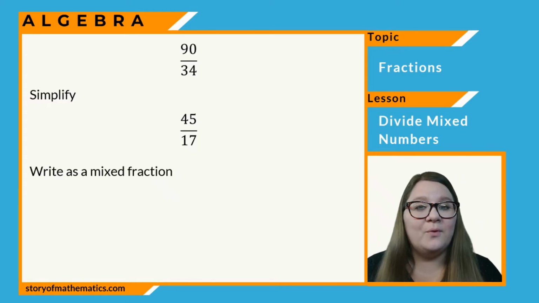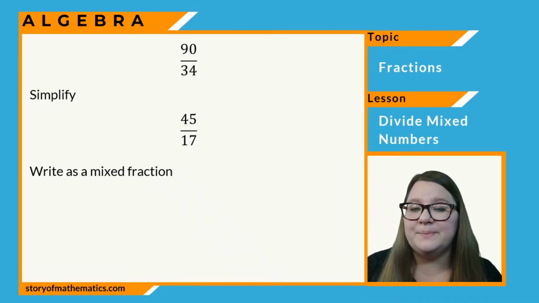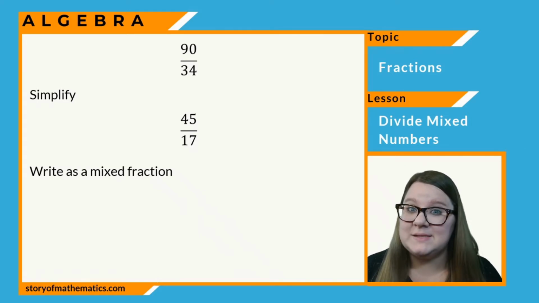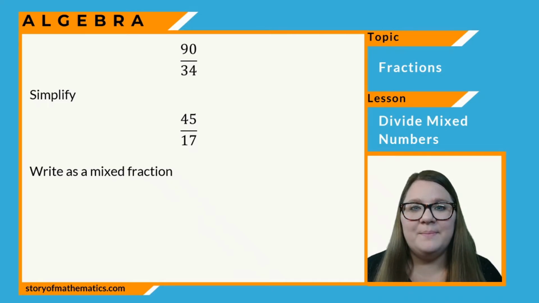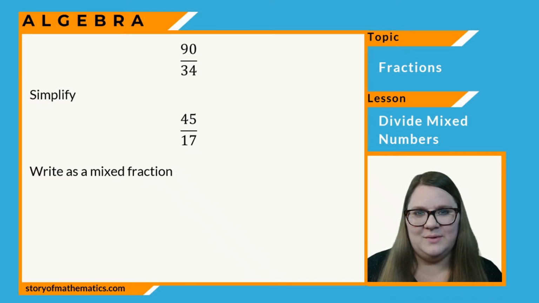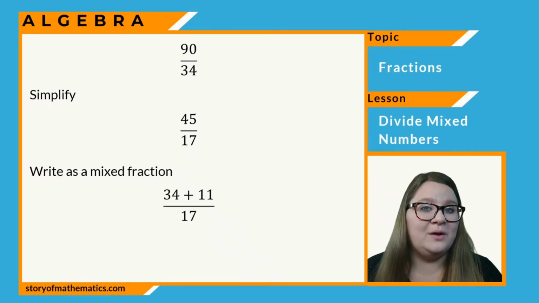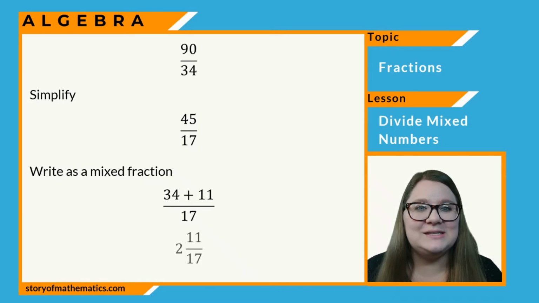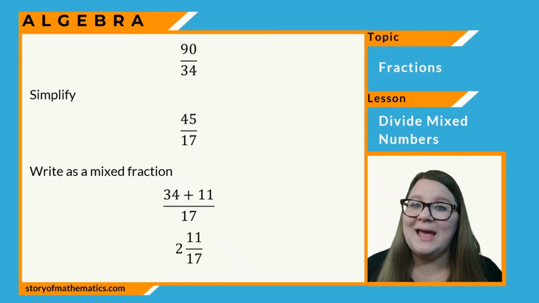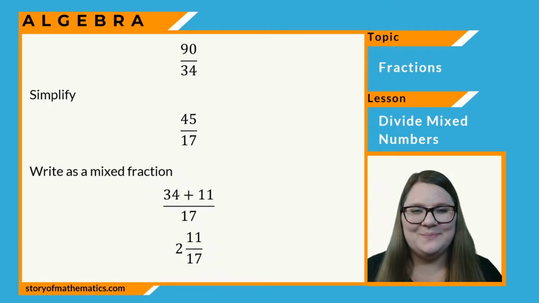So I'll split up 45 into two numbers. The first number needs to be a multiple of 17 because that's the denominator. So I try and pick the largest number that is a multiple of the denominator and smaller than the numerator. So 45, I'll break up into 34 plus 11. And since 34 divided by 17 is 2, this becomes 2 and 11/17.